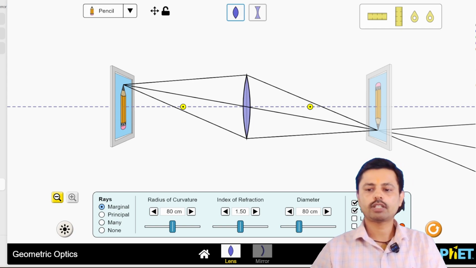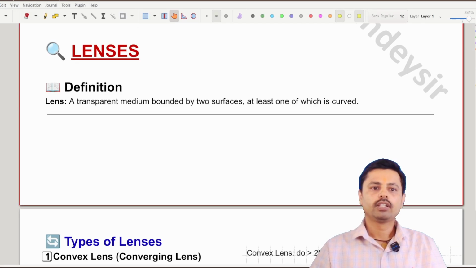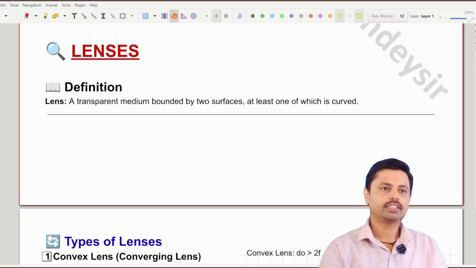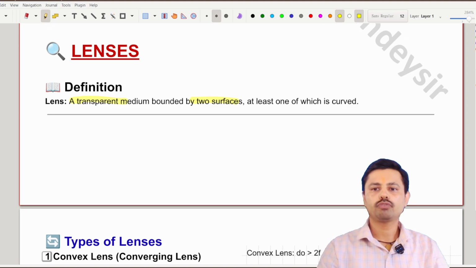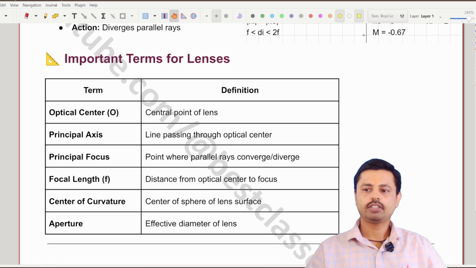Now let's understand some important phenomena. Definition, it's a very easy, very simple definition: a transparent medium bounded by two surfaces, at least one of which is curved. Usually we have lenses with both sides curved. Let's find some important terms.